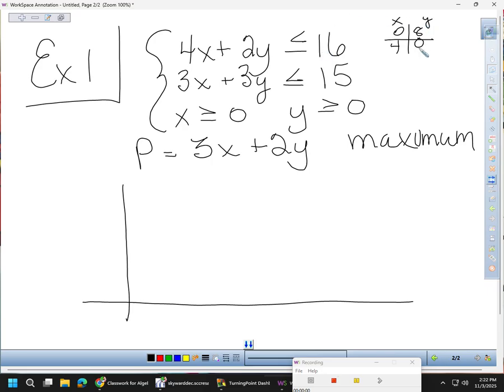If I put 0 in for my y, that goes away. Now I have 4x equals 16. So x equals 4. Okay, so now I'm going to plot, first of all, 0, 8. So 1, 2, 3, 4, 5, 6, 7, 8. Put a dot. I'm going to plot 4, 0. 1, 2, 3, 4. Put a dot. I'm going to go ahead and connect my dots.